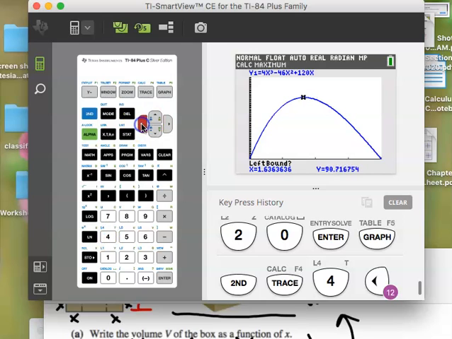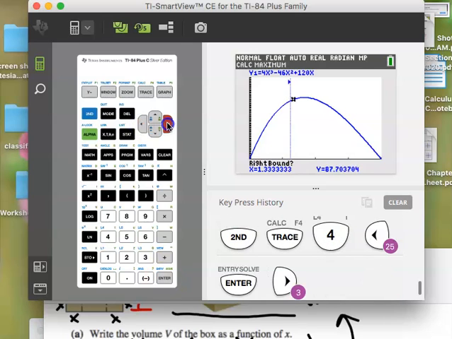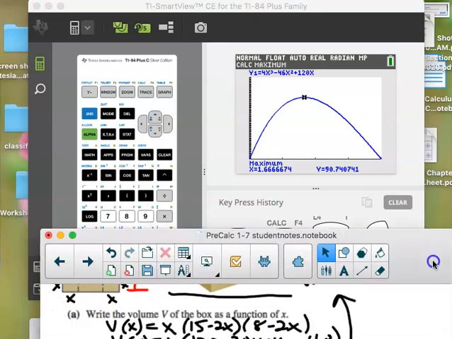So we will go to the left side of the hill and press enter. Then back to the right side of the hill and press enter and hit enter through guess. And there it is, 1.6666, so we'll round it to 1.667, and our maximum volume is 90.741.